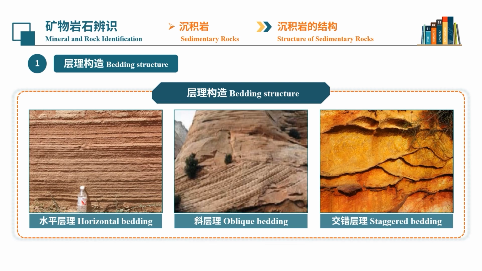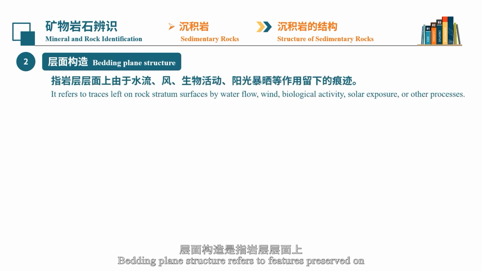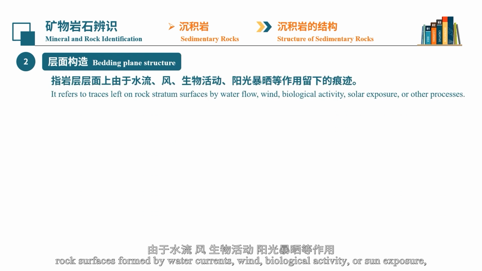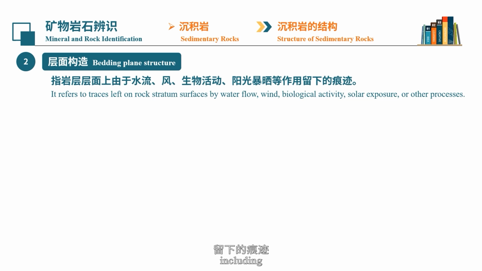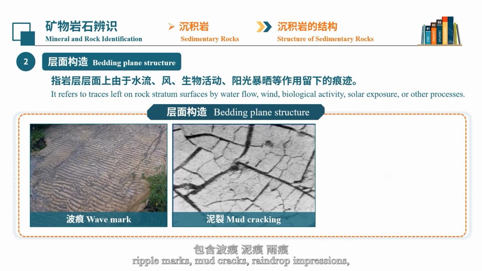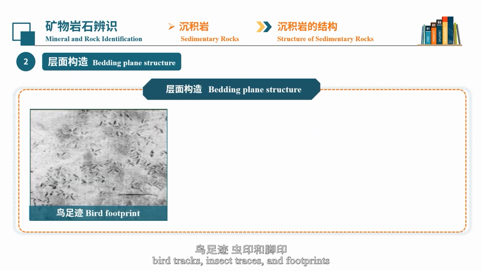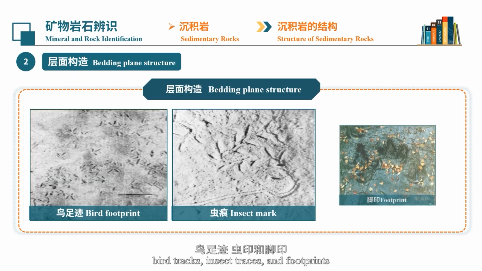In the picture, bedding plane structure refers to features preserved on rock surfaces formed by water currents, wind, biological activity, or sun exposure, including ripple marks, mud cracks, raindrop impressions, bird tracks, insect traces, and footprints.